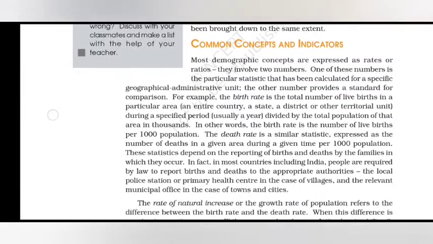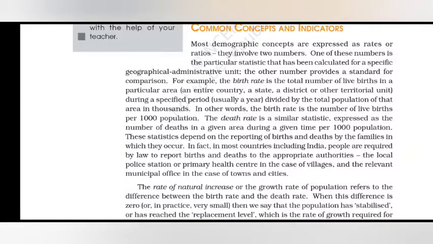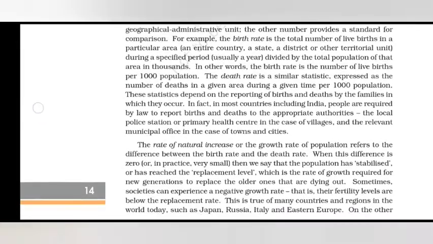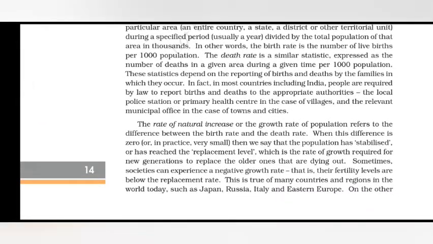Common concepts and indicators. Most demographic concepts are expressed as rates or ratios. They involve two numbers. One of the numbers is the particular statistic that has been calculated for a specific geographical or administrative unit. The other number provides a standard for comparison. For example, the birth rate is the total number of live births in a particular area during a specified period divided by the total population of the area in thousands. In other words, birth rate is the number of live births per thousand population.